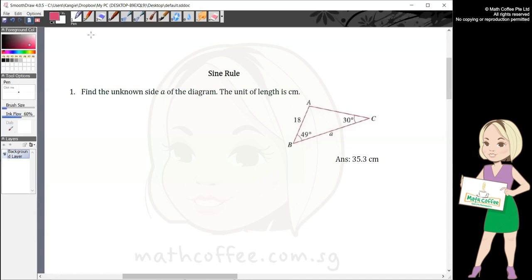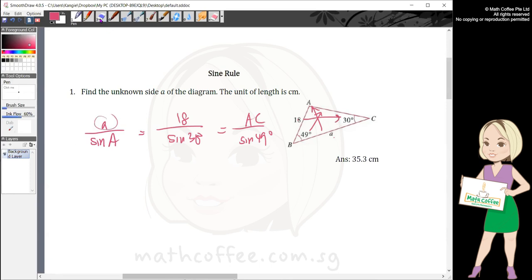Sine rule. Over here, they ask to find the unknown A. A lot of students struggle with this. So first thing, write out the sine rule, the three fractions first. So A over sine A equals 18 over sine 30 degrees equals AC over sine 49 degrees. How do you know which one is the couple? Always use the angle. This is the opposite. This is how you find the couple.